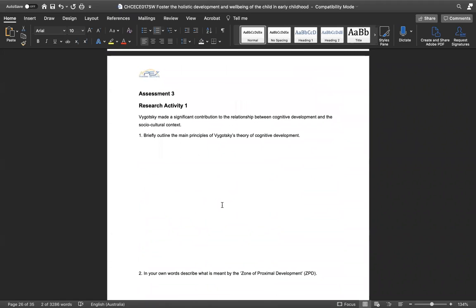Okay, now research activity 3, Vygotsky. Now, you are all probably saying, what is Vygotsky? Is that a person? Is that a thing? Is it a place? What is it? Vygotsky, Lev Vygotsky, he is the most used child development theorist.